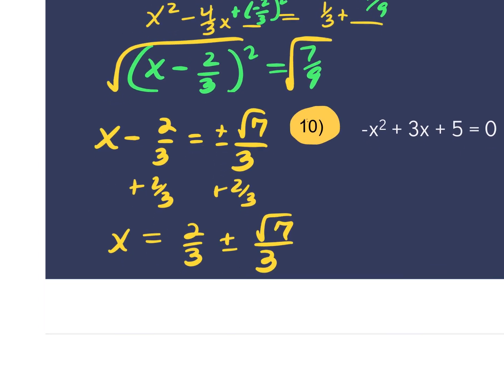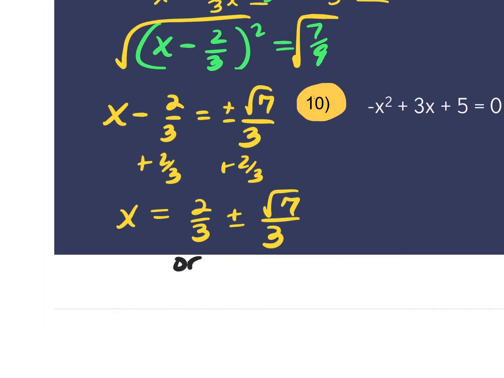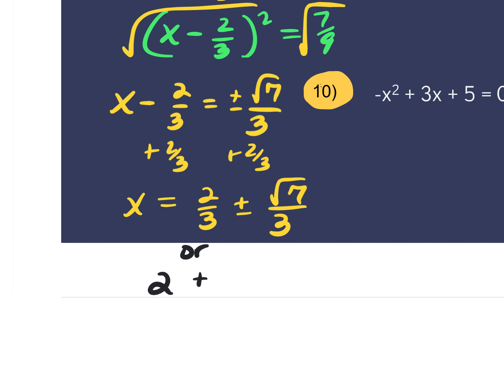If you want to go ahead and just write it with one 3 in the denominator, 2 plus or minus the square root of 7, all over 3. So when there's a radical in the numerator, you don't have to actually check. You don't have to actually do the problem. Leave it with plus or minus. But if there's no radical, that's when you've got to do it.